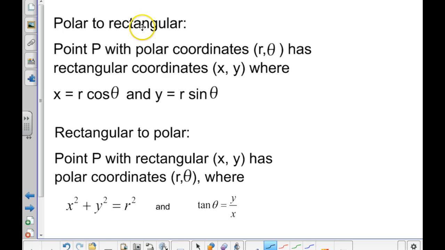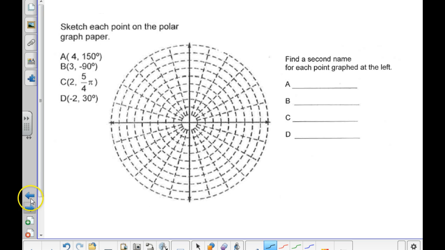Okay, when you are doing polar to rectangular, you're going to do r cosine theta and r sine theta, sounds like vectors. When you're going rectangular to polar, you're going to use the Pythagorean theorem and inverse tangent. All right, let's try this out.